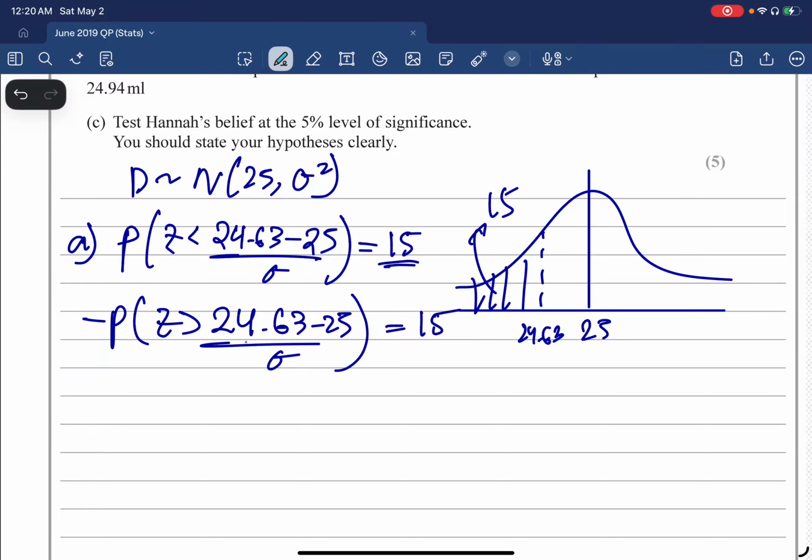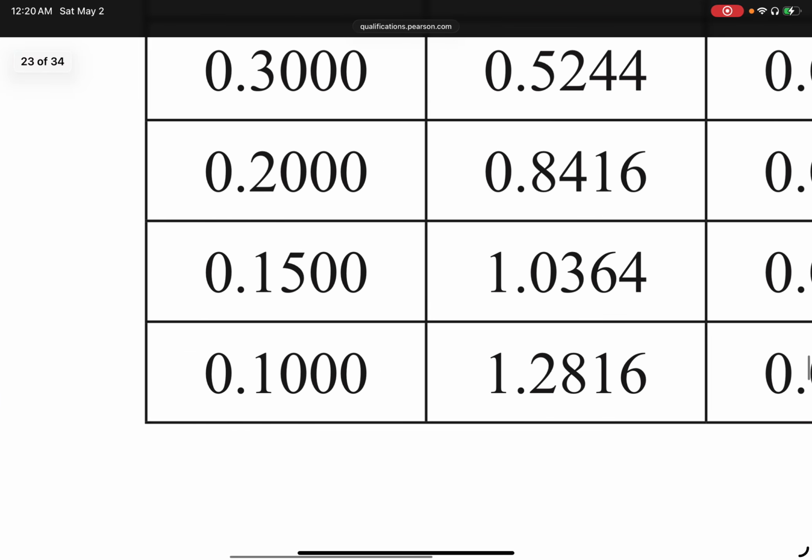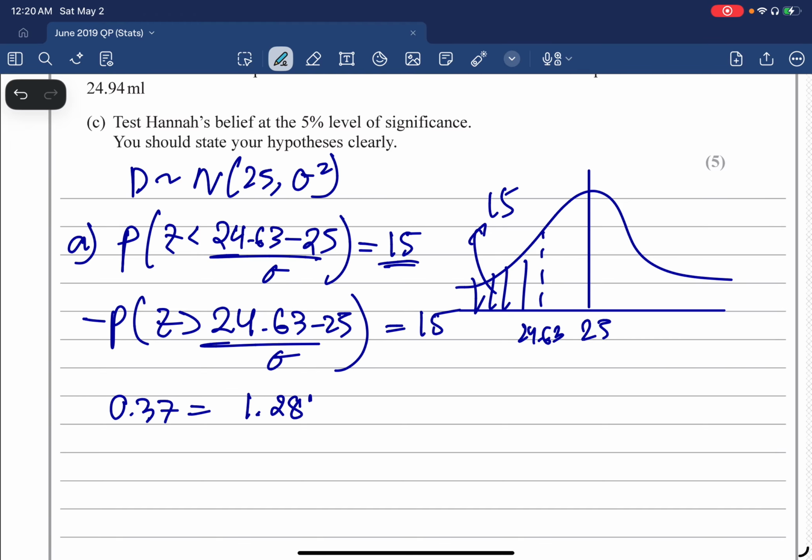Now let's put this in the calculator. 24.63 minus 25, well, this minus is going to cancel out. So it's going to be 0.37 is equal to, for 15%, 1.2816, I forgot, 1.2816 sigma. So divide both sides by 1.2816. Sigma is going to give me, what does this give?